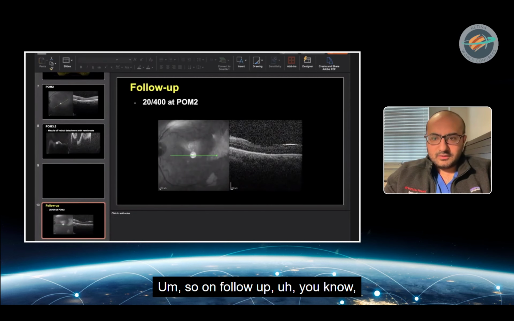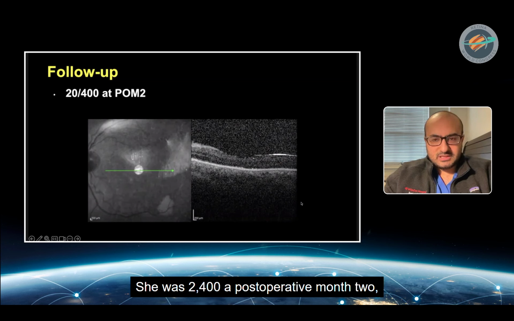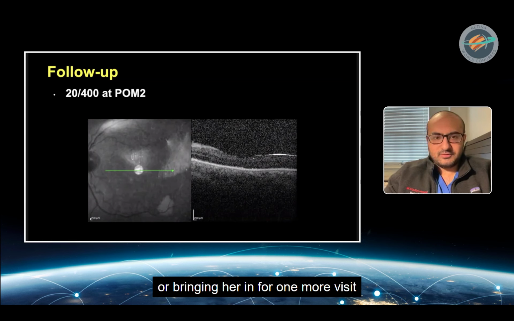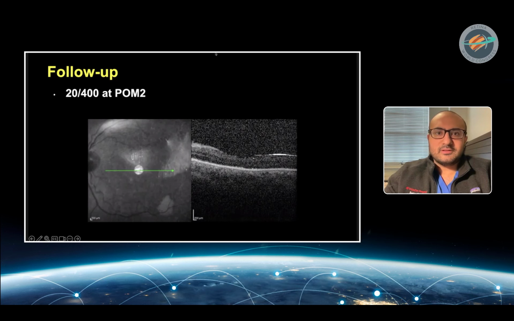So on follow-up, the patient's macula was flat. She was 20/400 at post-operative month 2. We're bringing her in for one more visit to see if she remains attached, and then we'll consider silicone oil removal.